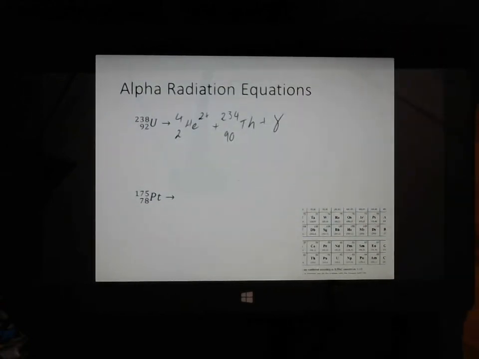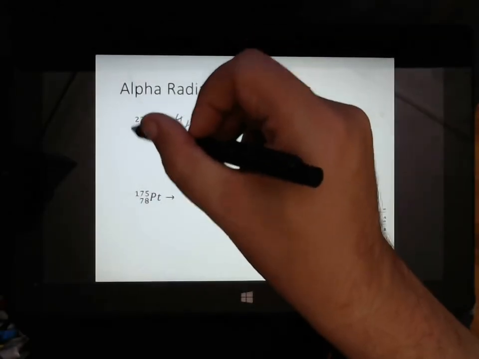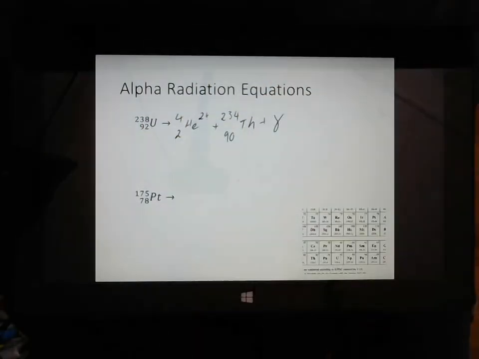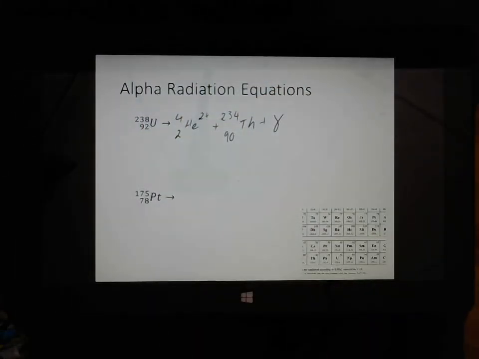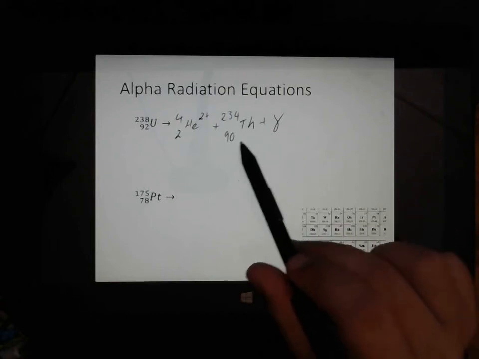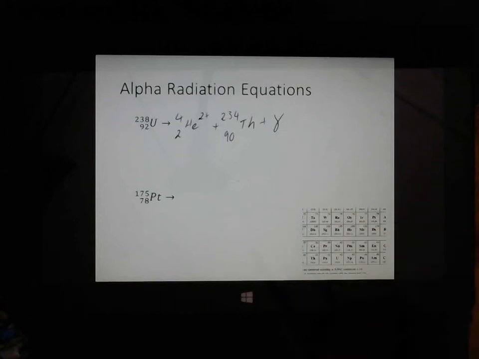Now, this one is the one example about alpha radiation from your syllabus. So this one I would expect you to memorize that uranium-238 is definitely a gamma emitter.